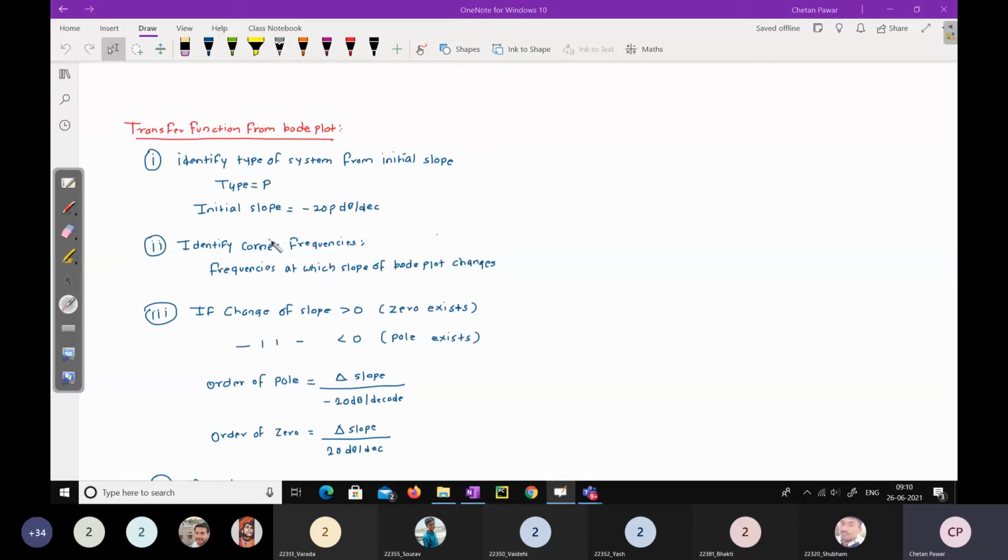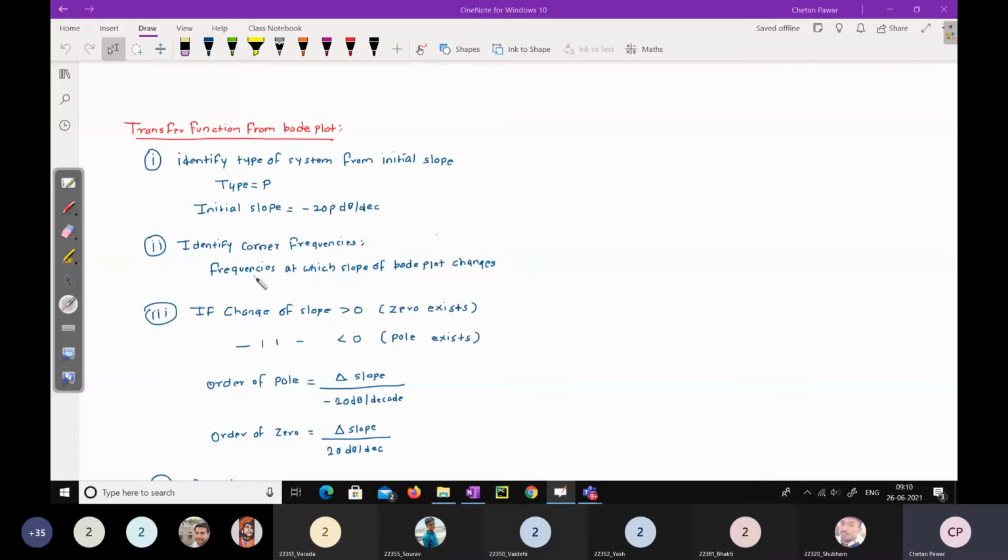And if there are two zeros at origin, what will be the initial slope? Plus 40 dB per decade. Similarly, that will be applied for zeros. So after finding out the first step, we will move to the second step. What is the second step? We need to identify the corner frequencies.